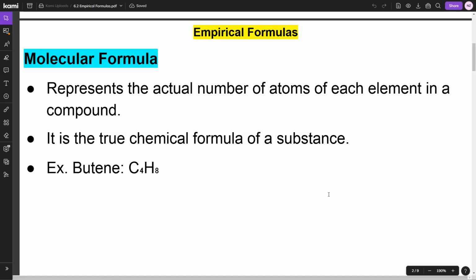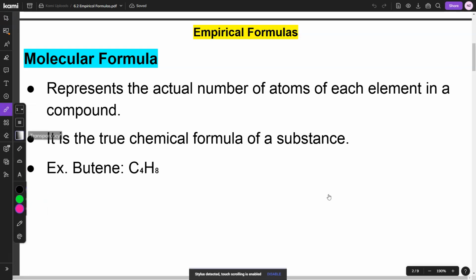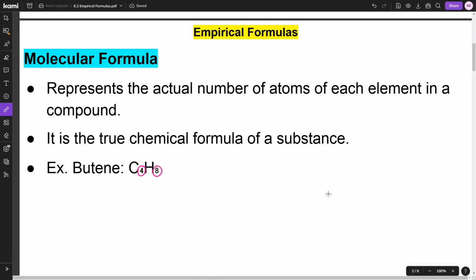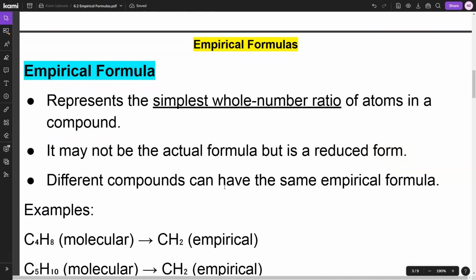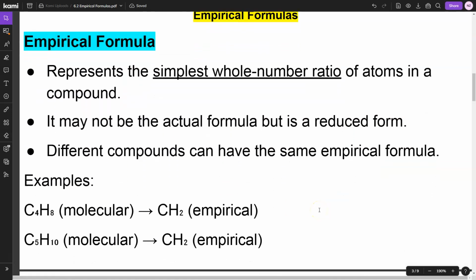We've written out chemical equations. They represent the actual number of atoms of each element in a compound. So in this example, down at the bottom, we have butene, which has 4 carbons and 8 hydrogens. It is the true chemical formula of a substance. So just what we've been working with up until this point. Now, an empirical formula is the simplest whole number ratio of atoms in a compound.